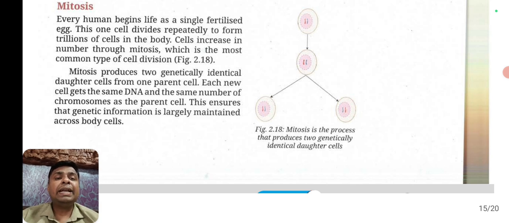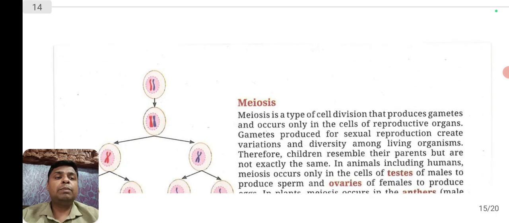Mitosis produces two genetically identical daughter cells, like we have a Xerox copy. So we take a paper, a document, and Xerox it. The same thing is written on the Xerox copies. In the same way here also, one cell divides and produces exact copies of itself. So the DNA has the same structure, the same genetic information.